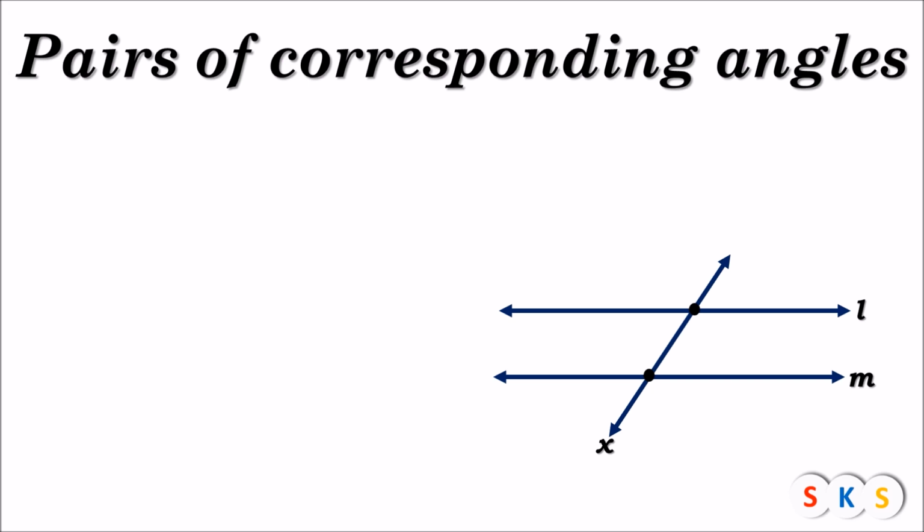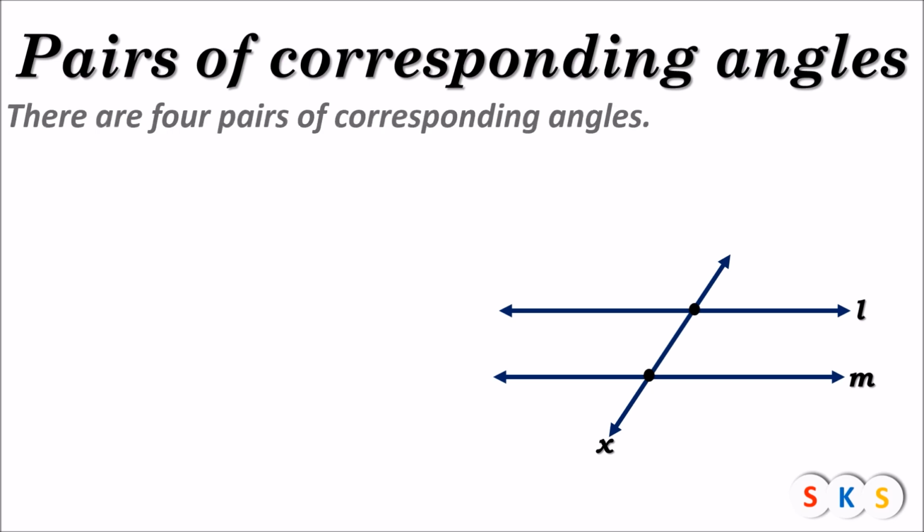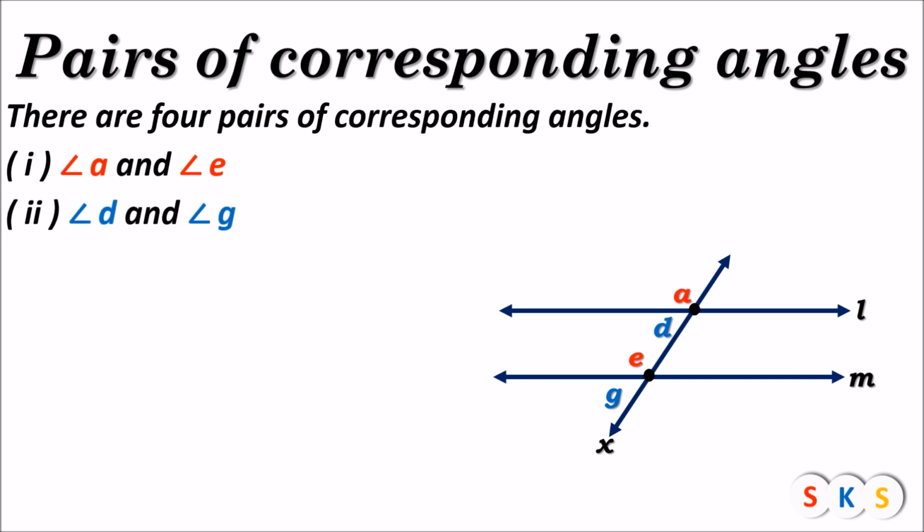You can see the transversal X. To the left hand side of transversal X, there are 2 pairs of corresponding angles. Let's see, here angle A and angle E. They are on the left hand side of transversal X, and it is the first pair of corresponding angles in this figure. Now here we have 2 more angles to the left hand side of transversal X. They are angle D and angle G. And angle D and angle G is the next pair of corresponding angles. So here we saw that there are 2 pairs of corresponding angles to the left hand side of transversal X.